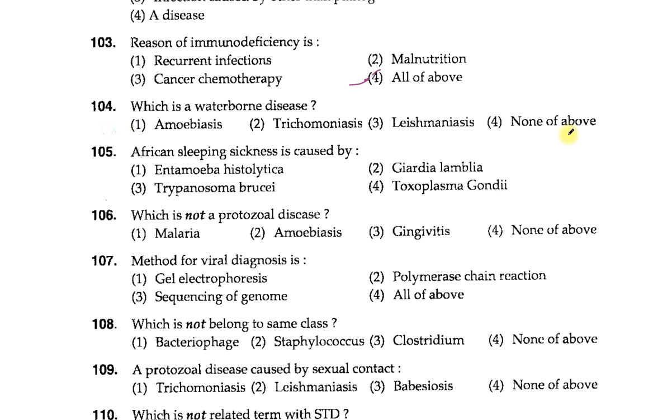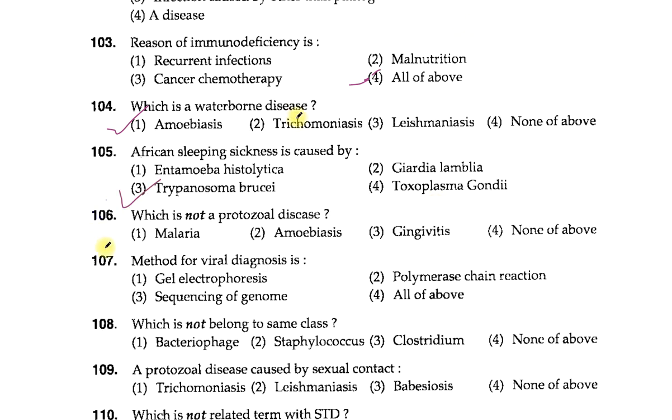Question number 105. African sleeping sickness is caused by 1. Entamoeba histolytica, 2. Giardia lamblia, 3. Trypanosoma brucei, 4. Toxoplasma gondii. Out of these, the option 3, Trypanosoma brucei, is correct.